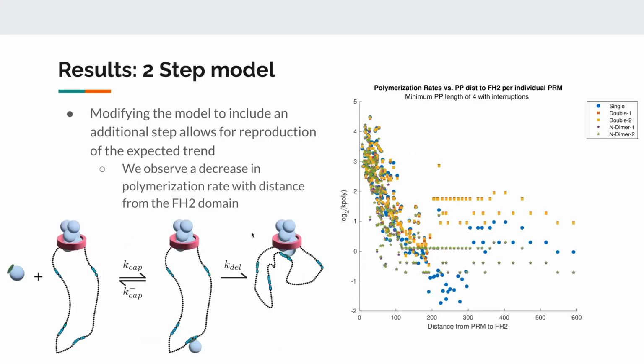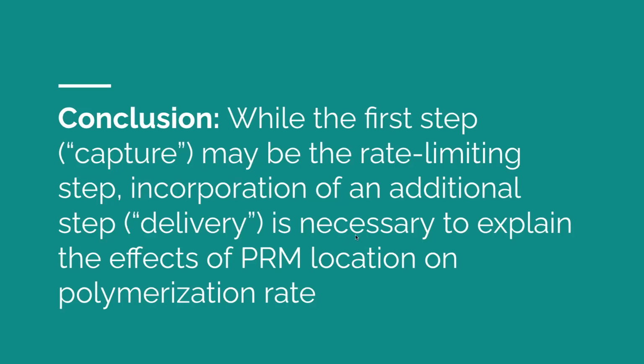And after modifying the model to include this additional step, we do see the expected trend, where polymerization rates decrease as you get farther away from the FH2 domain. So what we can conclude from this is that while the first step, what I refer to as capture, may in fact be the rate-limiting step, incorporation of an additional step, what I refer to as delivery, is necessary to explain the effects of PRM location on polymerization rate.